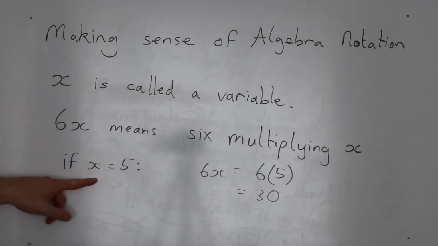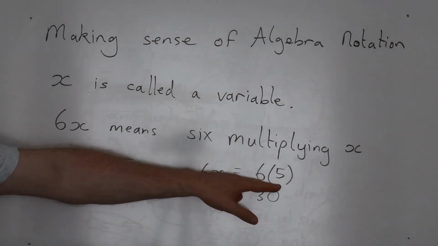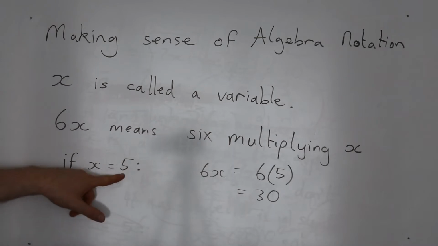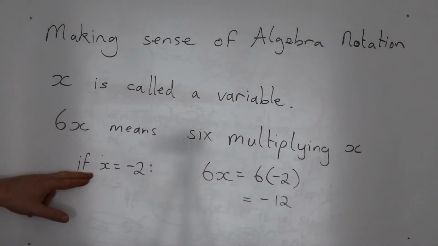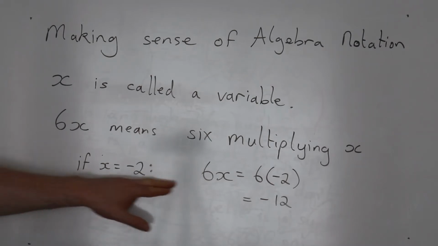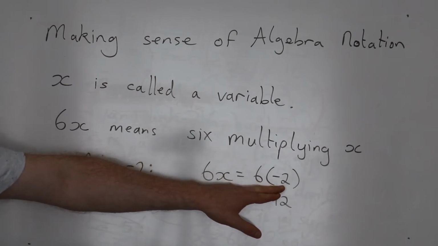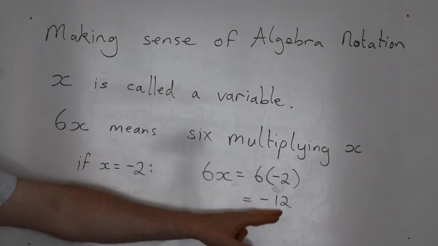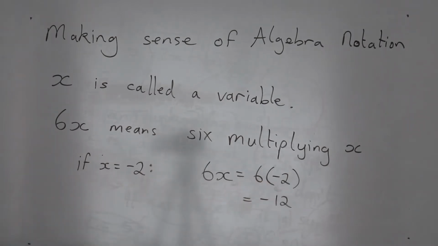So if x is equal to 5, 6x then becomes 6 multiplying 5, which is 30. So this means 6 multiplying x, 6 multiplying the unknown number. If we know it's 5, 6 by 5 is 30. One last example. If x is minus 2, 6x is then 6 multiplied by minus 2. That's minus 12. So 6 by 2 is 12, and a plus by a minus is minus in maths. Always.